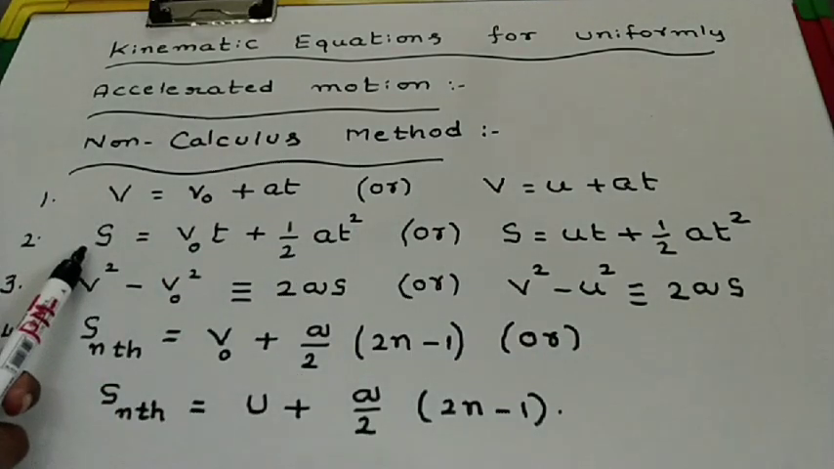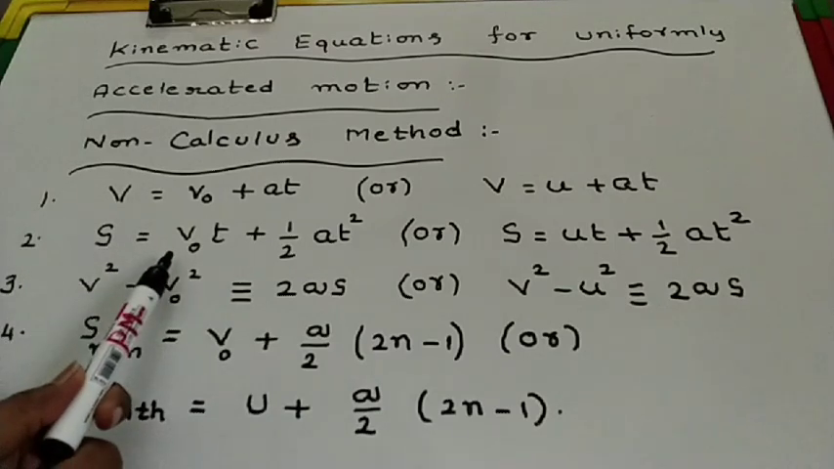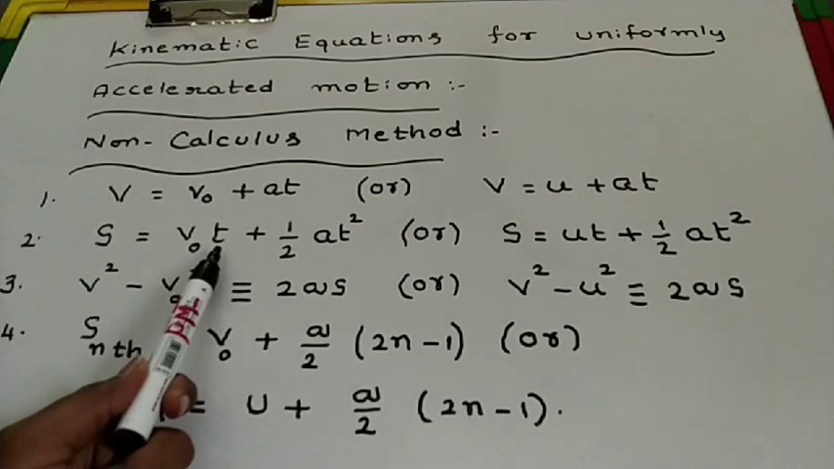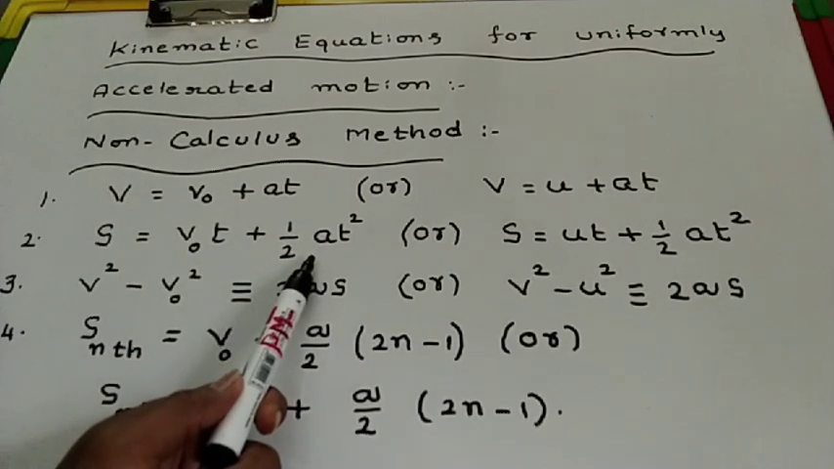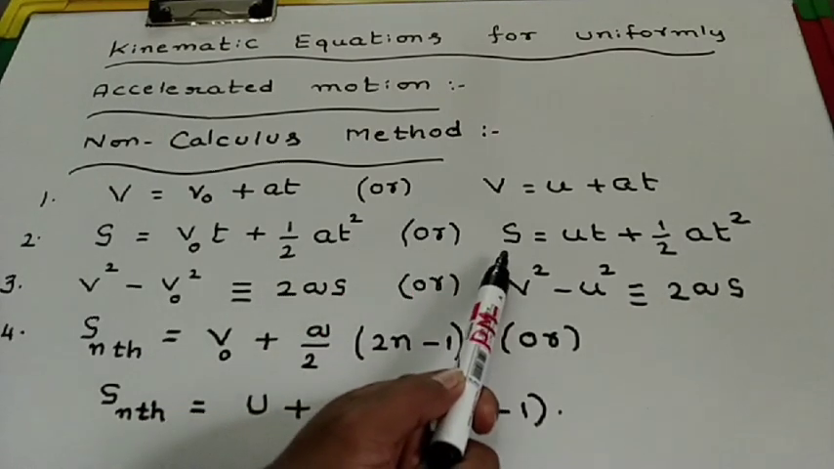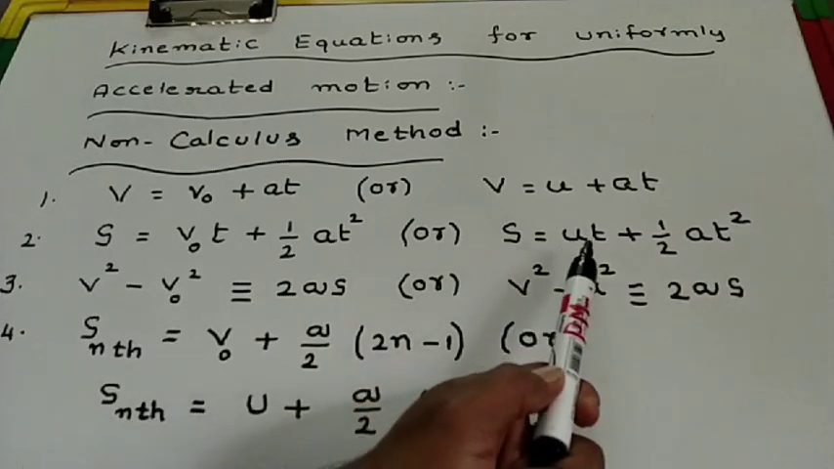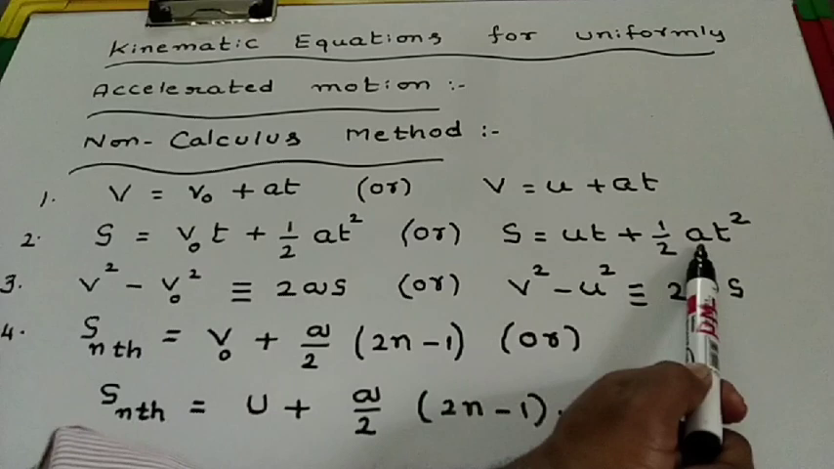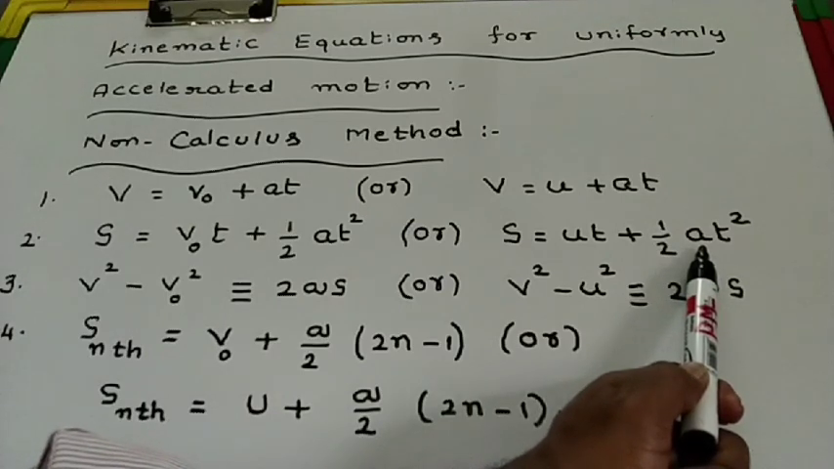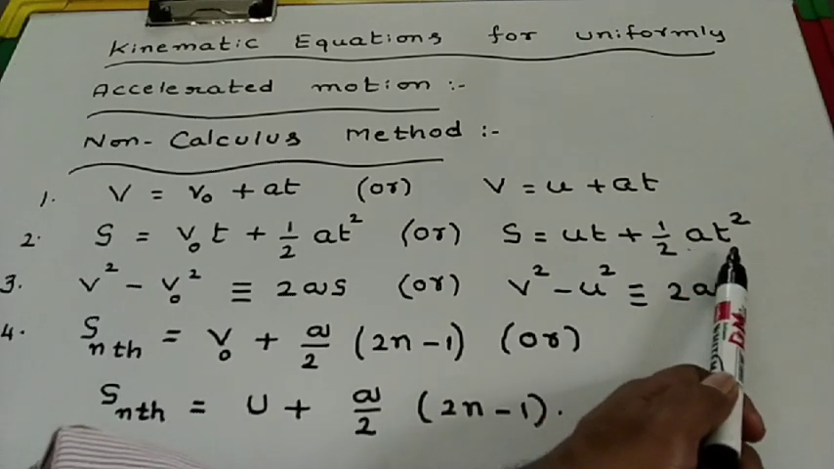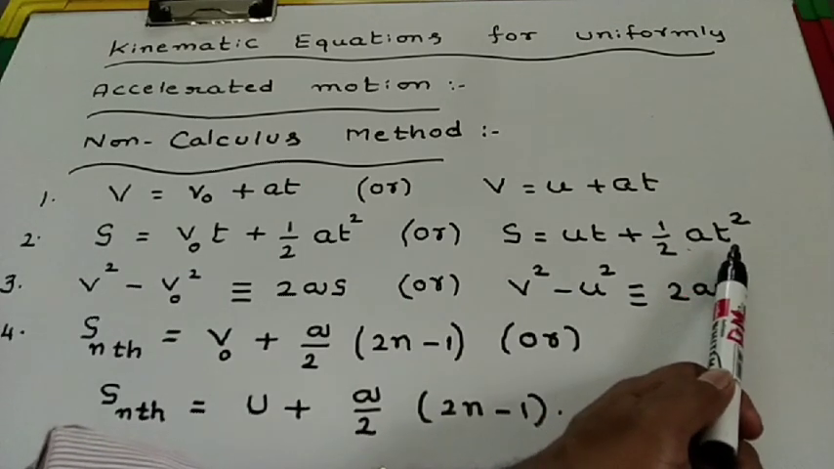Second equation of motion. S is the position or distance. V naught is the initial velocity. Small t is any instant of time. A is the acceleration. Similarly, S is the position or distance, U is the initial velocity, T is the time, A is the acceleration, which is a constant.